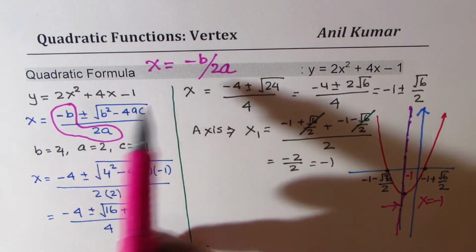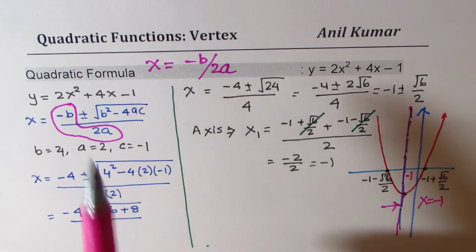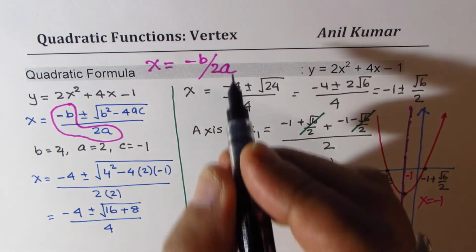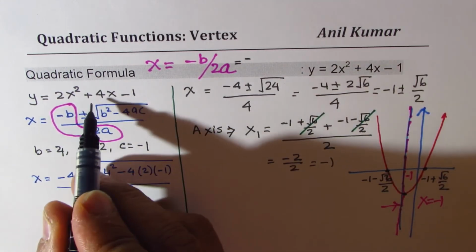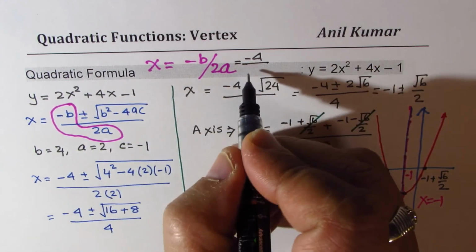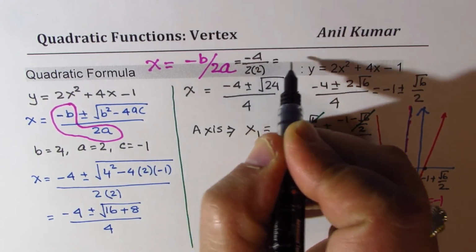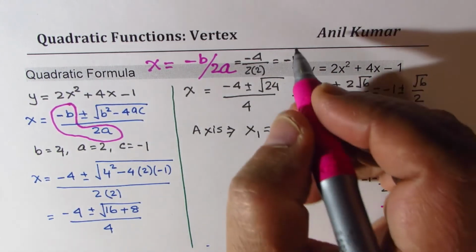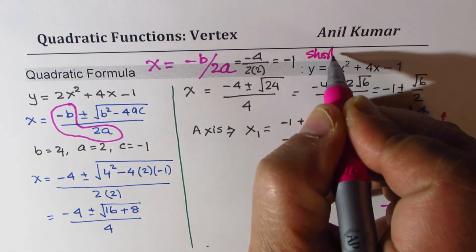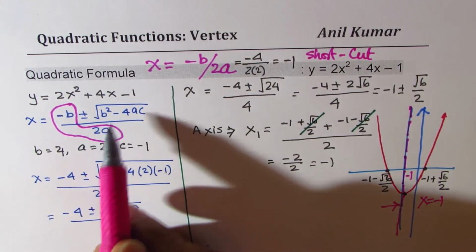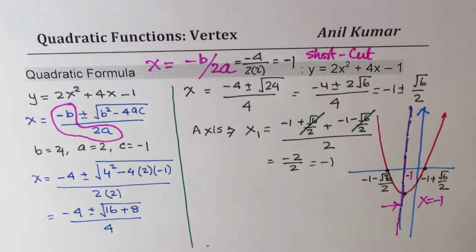So if I apply minus b by 2a, what do we get? We get the same value. Let me show you here: minus of b, which is 4, divided by twice 2, which is minus 1. So that is the shortcut. Let me write it down, since the other terms, the plus minus terms, cancel.